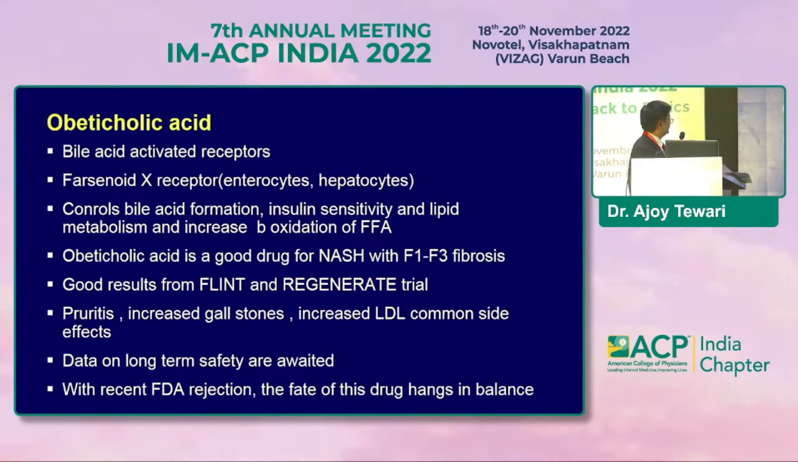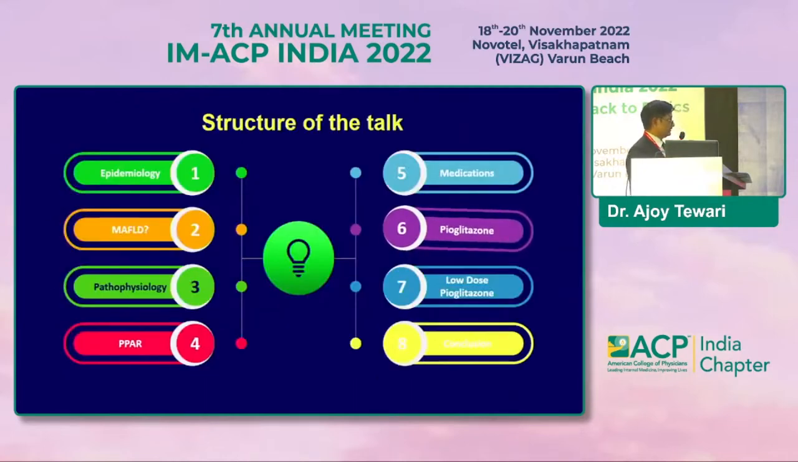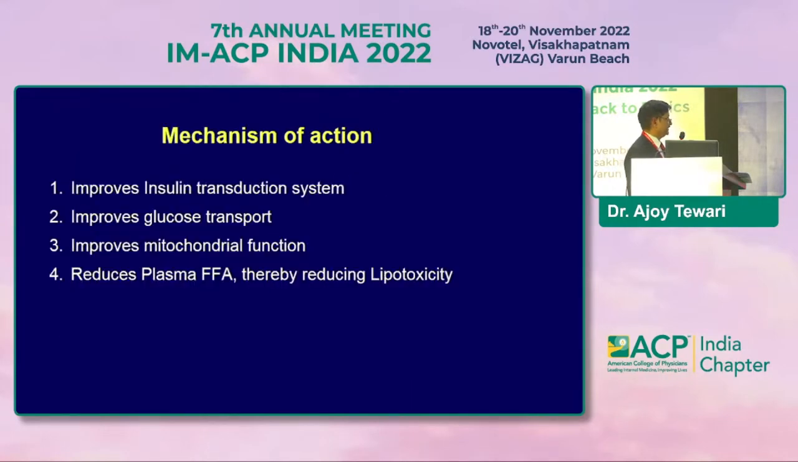Then obeticholic acid, a bile acid active on the farnesoid X receptor, and it controls bile acid formation. This was used, but a US FDA warning has come with regard to its use because of the increased incidence of pruritus and increased LDL levels. But this is a good drug in F3 and F4 stages of NAFLD.